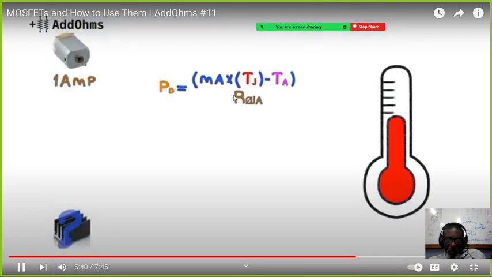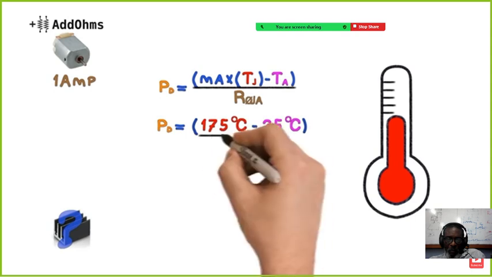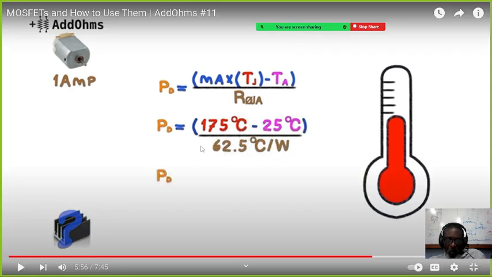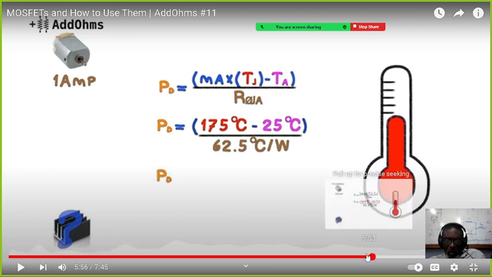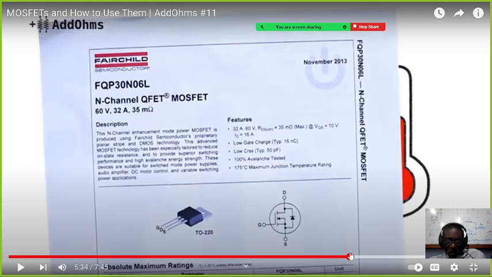Using this formula, we can calculate the maximum power the transistor can dissipate without using a heatsink. We take the maximum junction temperature minus the ambient temperature, which is going to be 25 degrees C, and divide by the thermal resistance. Where do we get this from? The thermal resistance. Data sheet again. Look to see if you see it anywhere.